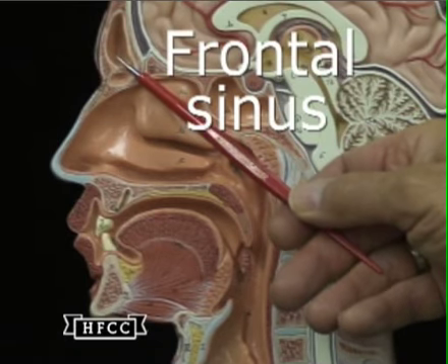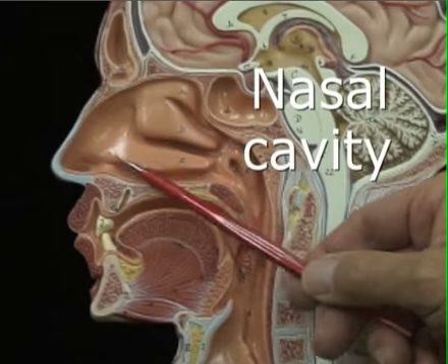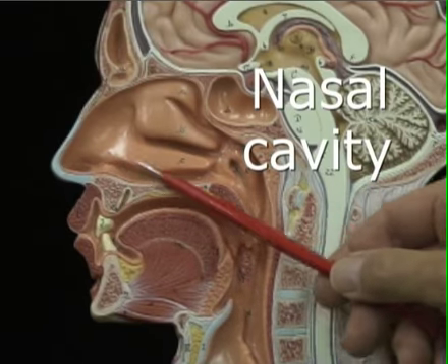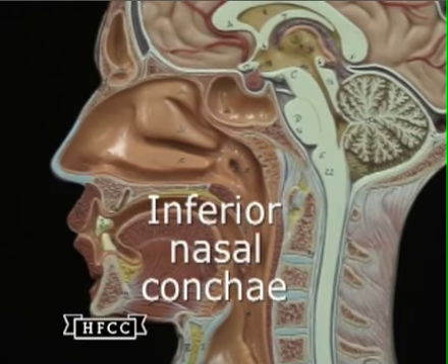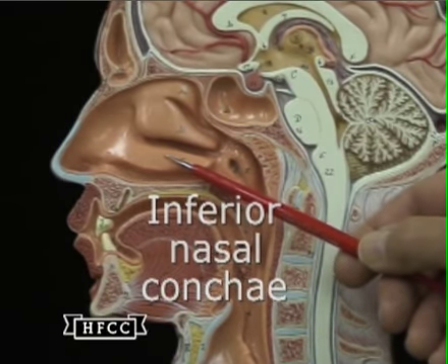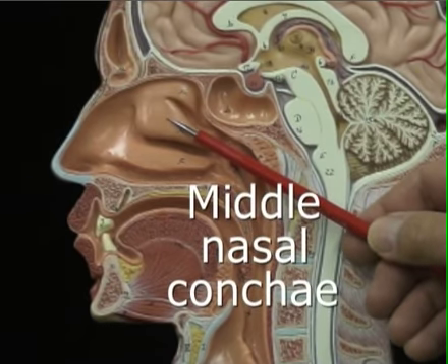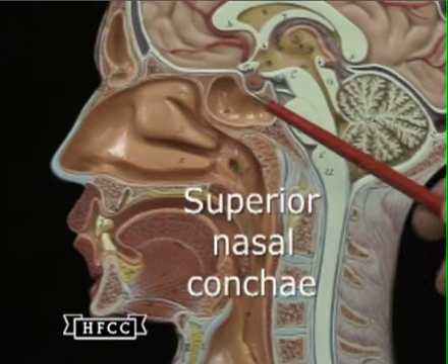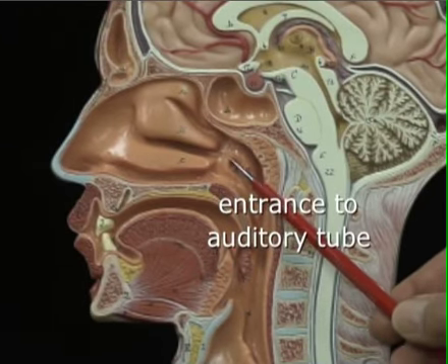Another sinus here. This is the frontal sinus in the frontal bone. All of this space here I'm circling is the nasal cavity that's going to have some detailed structures. This bulge is the inferior nasal concha, or inferior nasal turbinate. This will be the middle nasal concha, or middle nasal turbinate. And the smallest of the three is the superior nasal concha, or superior nasal turbinate.